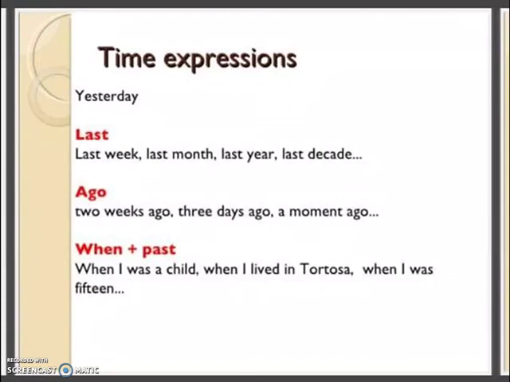Keep in mind that there are time expressions that guide you to know the correct tense. Time expressions: yesterday, last week, last month, ago, two weeks ago, three days ago. When plus the past. For example, when I was a child, when I was 15. These are some time expressions which you should use when you talk about events that happened in the past, and it's important to use them in narrative paragraphs.